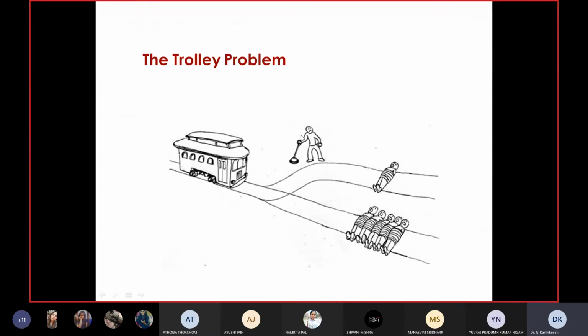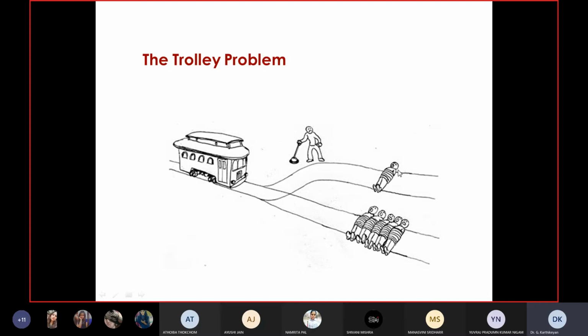This is you, and there is a trolley that is coming. There is a train that's coming, and there are two tracks that are running. During the normal time, the trolley or the train would take this course. There is also a side track where, in case there is some issue, it can go and stand here and then come back and resume the journey.